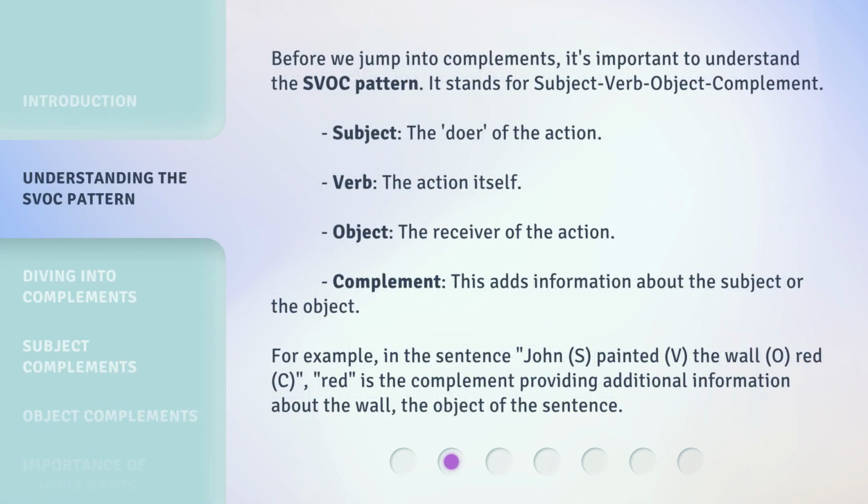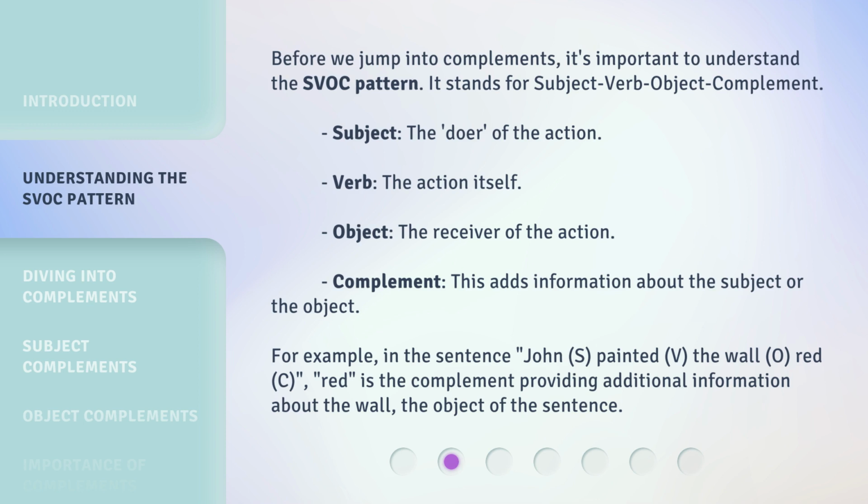Before we jump into complements, it's important to understand the SVOC pattern. It stands for subject-verb-object complement. Subject, the doer of the action. Verb, the action itself. Object, the receiver of the action. Complement, this adds information about the subject or the object.